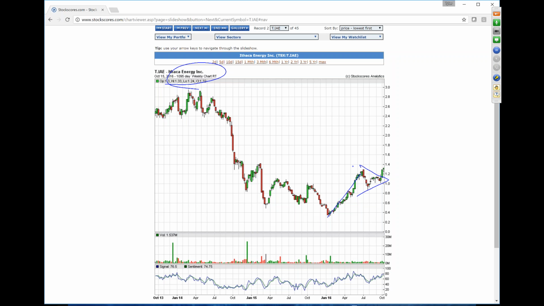Trend up into the pennant was up. We got a breakout from the pennant actually 2 weeks ago, but it hasn't gone up a lot since then, so this is still a valid setup. I would rate this a 7 out of 10. So Ithaca Energy, I'll give that a 7 out of 10.